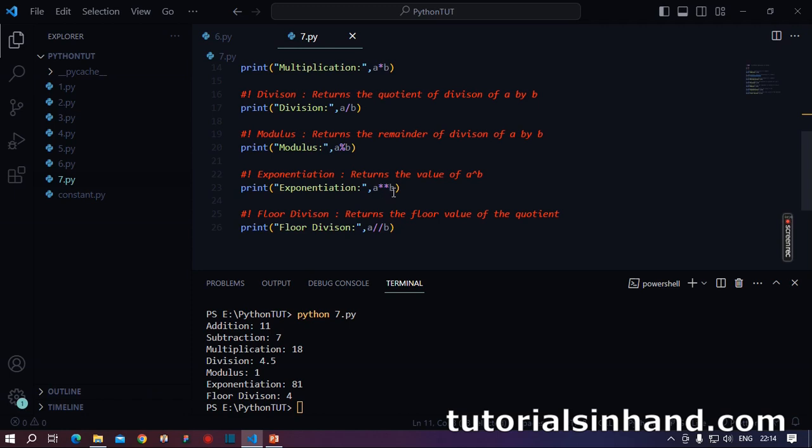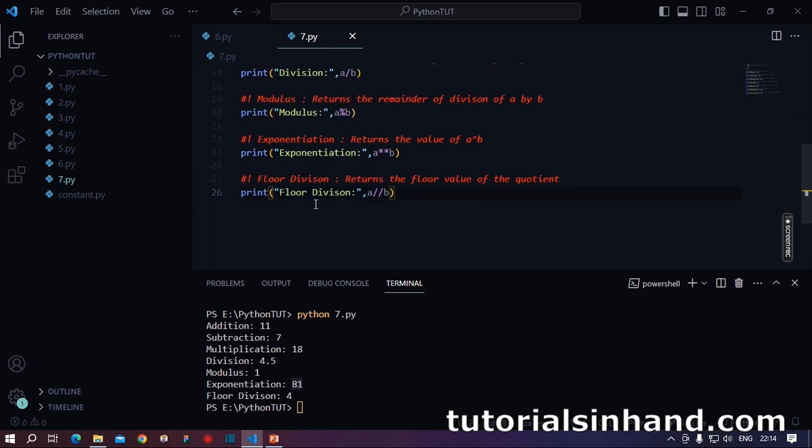Thereafter 9 double asterisk 2. Basically 9 to the power 2. So 9 into 9 is 81. So exponentiation a asterisk asterisk b is equal to exponentiation, 9 to the power 2, that is 81. Okay. The last but not the least is floor division. Floor division means 9 floor division 2. In the normal case it is 4.5, but when you do floor division you get the integer part. So you get only 4.